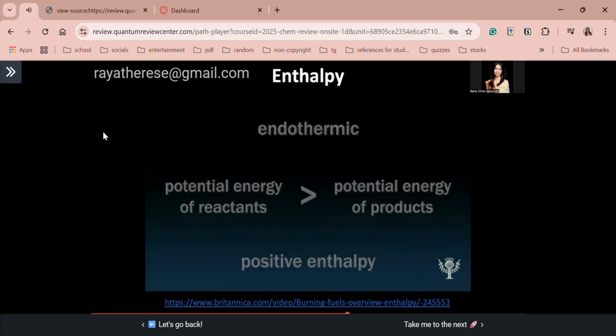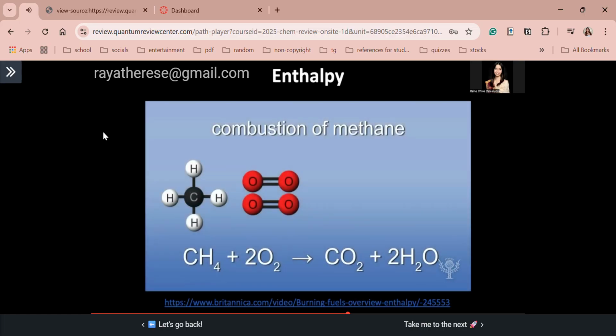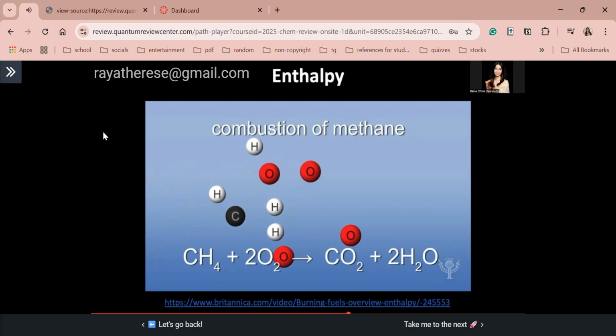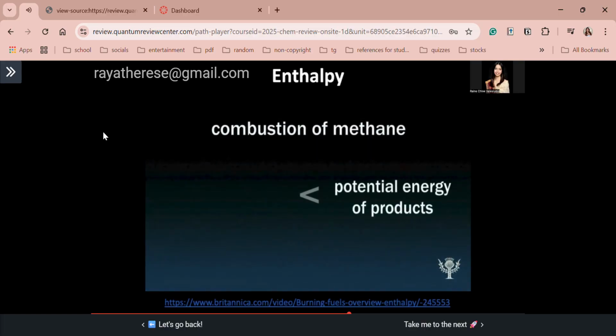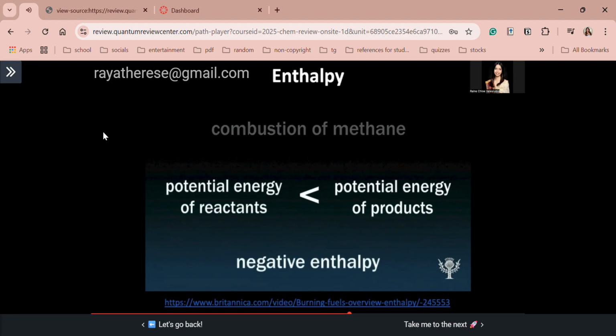Let's look at the enthalpy changes in the combustion of methane. In this reaction, the bonds between the hydrogens and the carbon and the bonds between the oxygens are broken. Breaking these bonds requires energy to be absorbed by the reaction. But then, new bonds form between hydrogen and oxygen, and between carbon and oxygen. For this reaction, the energy released is larger than the energy absorbed. This means combustion has an overall negative enthalpy, and is an exothermic reaction.